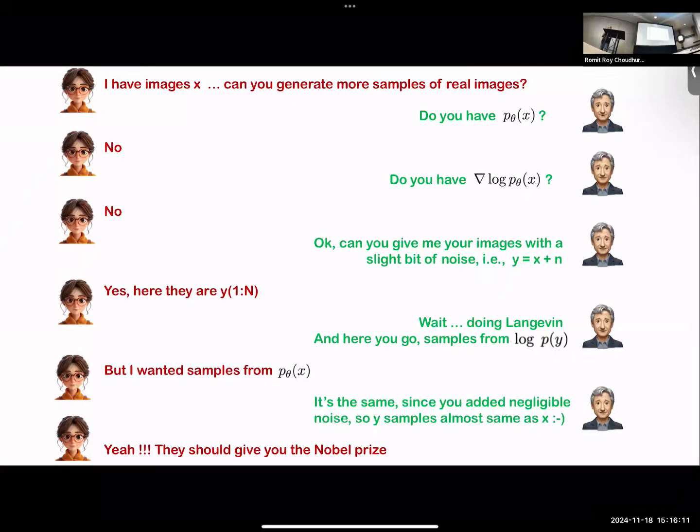This is the second take on diffusion, and this is from that Langevin take. The Langevin, or, I'm not French, Langevin dynamics.